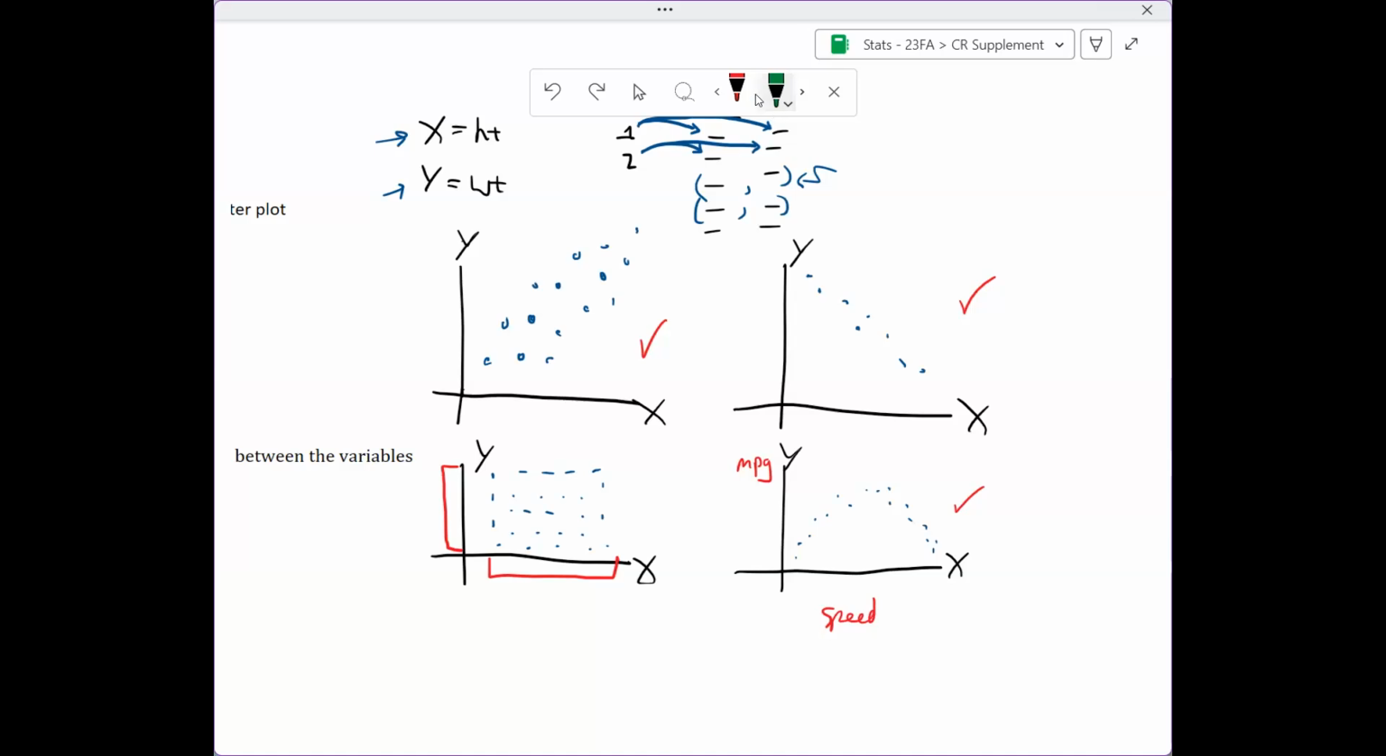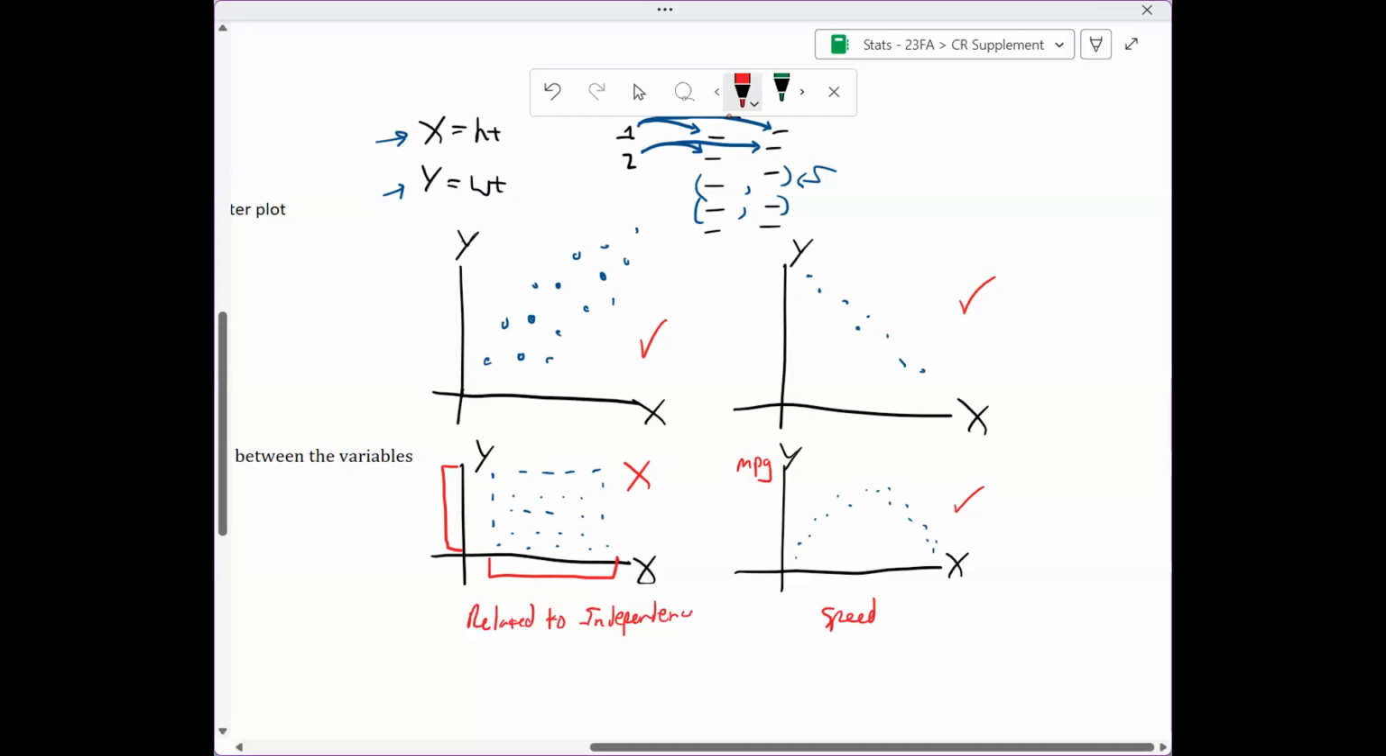So there doesn't seem to be a relationship here. And this is related to, it's not exactly the same as, but it's related to the idea of independence. And for our purposes, it's not too bad just to say that when we see something like this, we think of X and Y as independent.